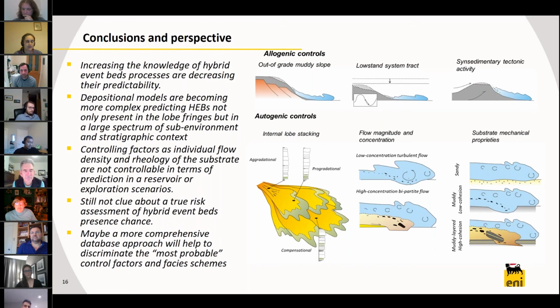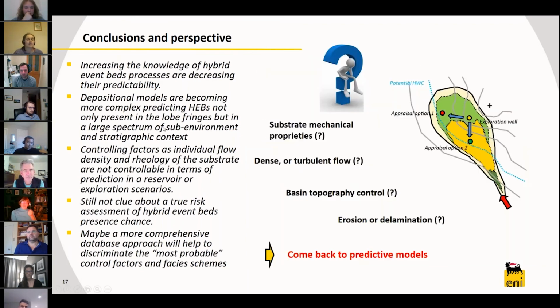predicting hybrid beds not only in the lobe fringe, but in a large spectrum of sub-environments. Also, the controlling factors, such as individual flow density and rheology, are not controllable in terms of prediction in reservoir exploration scenarios. So we still have no clue about the true risk assessment of hybrid bed presence, and the answer to the simple exploration game I was showing you before is not so easy, because there are so many controlling factors that maybe we'll have a completely different geometry scenario by scenario.